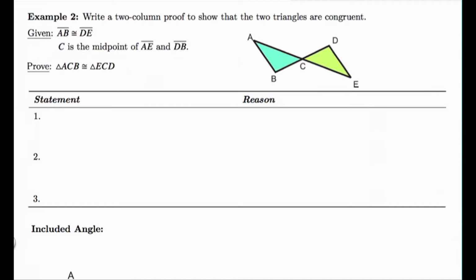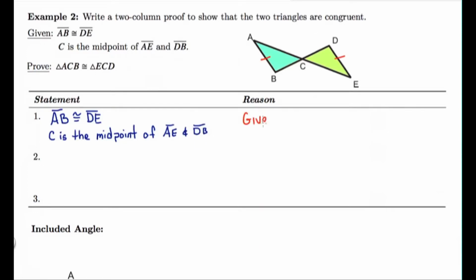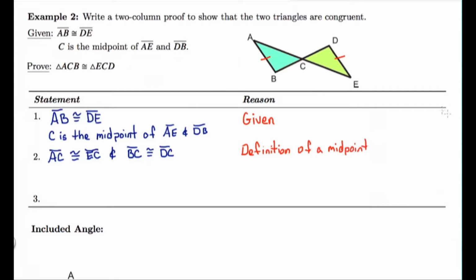Okay, example 2. Write a two-column proof to show that the two triangles are congruent. So we have a couple of given statements and a proof statement. We can write the two given statements that segment AB is congruent to segment DE, and we can show that in our drawing. And C is the midpoint of segment AE and segment DB. So once I know that, I could say that segment AC is congruent to segment EC, and segment BC is congruent to segment DC, because that's the definition of a midpoint.